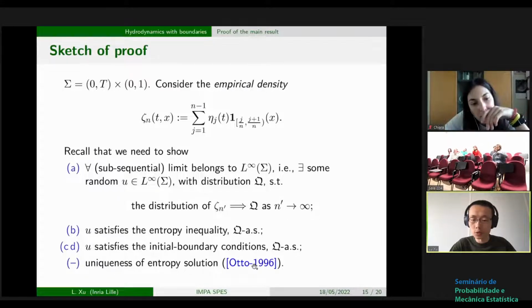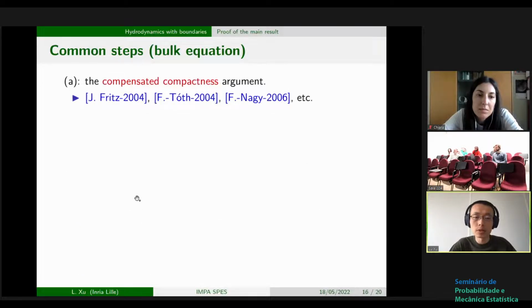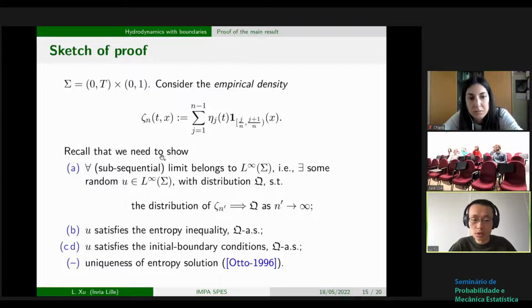And this step is already done for the PDE. So what we should do is only the 3 steps before. Okay, so the first step is something known. We need to use the so-called compensated compactness argument. So let's explain what is the point of the first step.